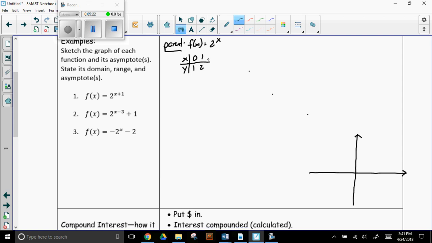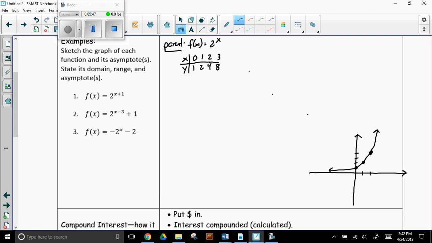2 to the first power is 2. 2 squared is 4, and maybe one more. 2 cubed is 8. And so we get a general picture that looks like this. So 0, 1, 1, 2, and 2, 4. And 8 is somewhere up there. Okay, and so those are the 3 points that I'm going to be moving around.